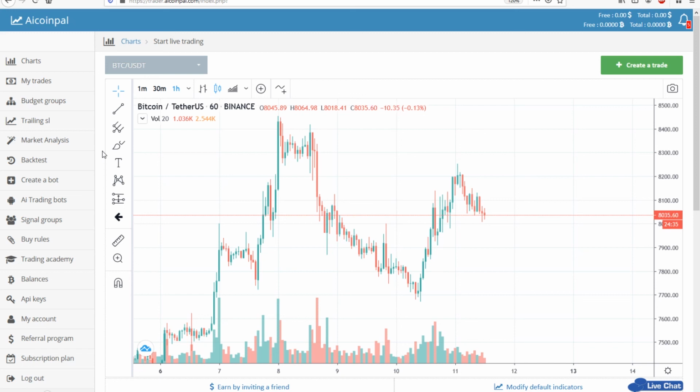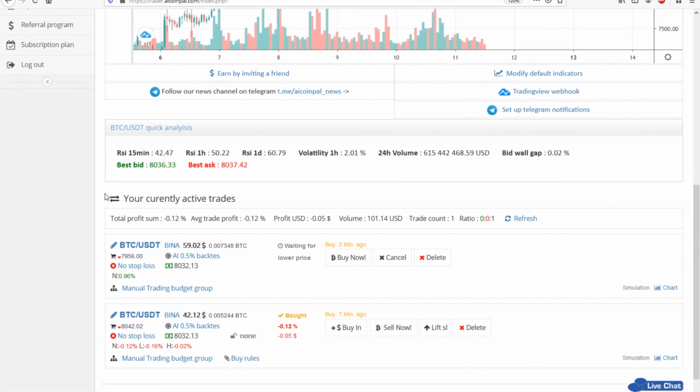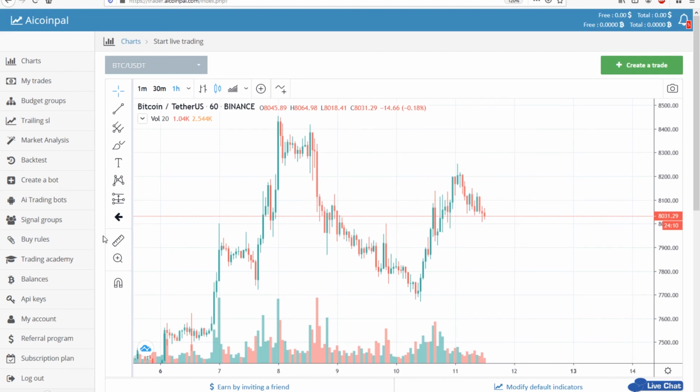So these are the benefits of the trader.AiCoinPal.com website, that we have worked hard to offer to people like you, for everyday traders, for people with no experience at all, so that they can just use the AI trading bots, and for highly experienced traders to have the benefits of all our features that we have right here.